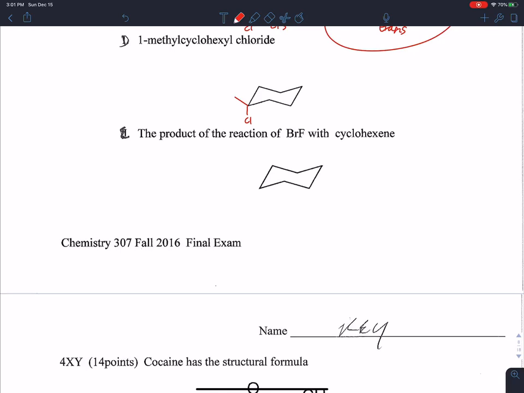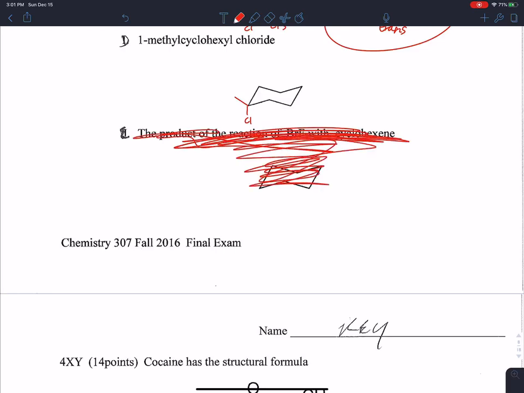The product of the reaction of Br2 with cyclohexane. That's a reaction you haven't learned, so we're going to ignore that. Sorry I didn't cancel that out before.